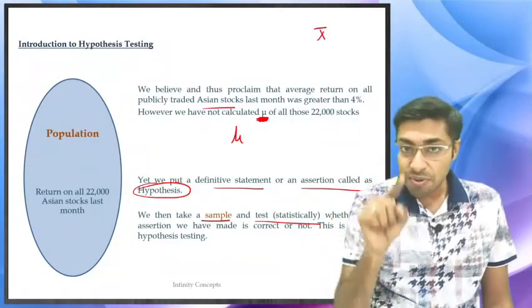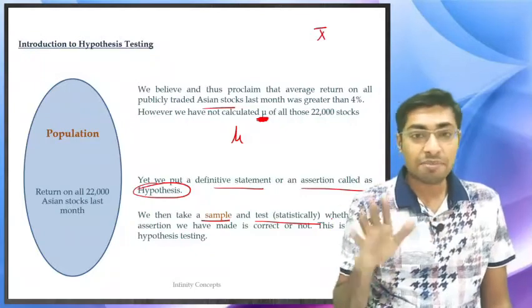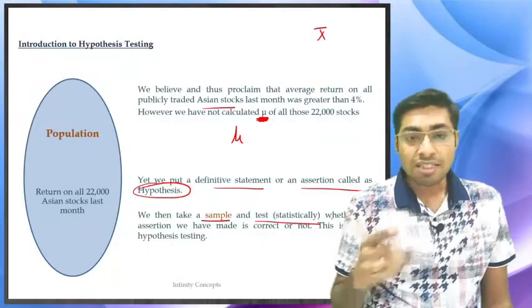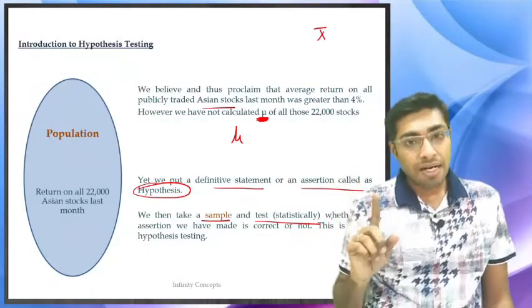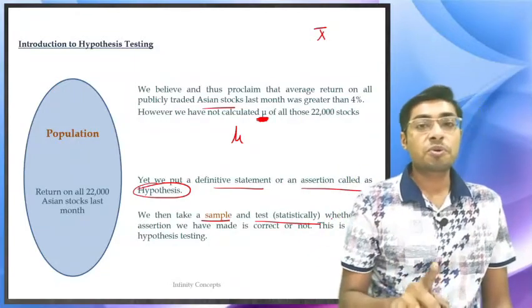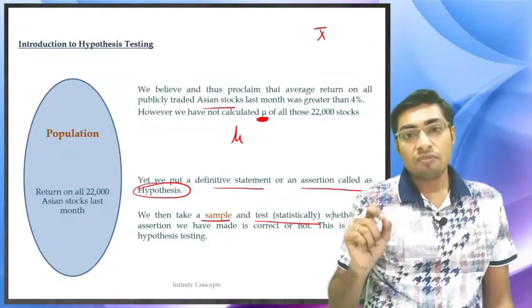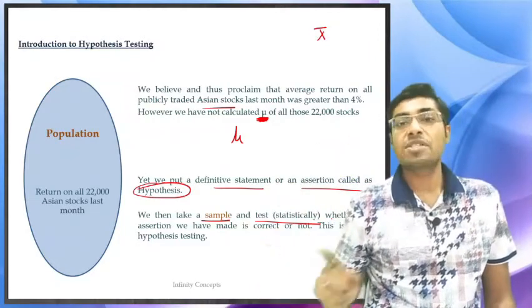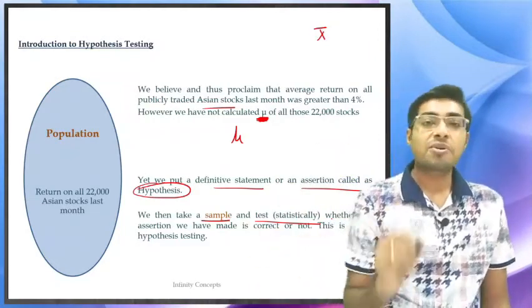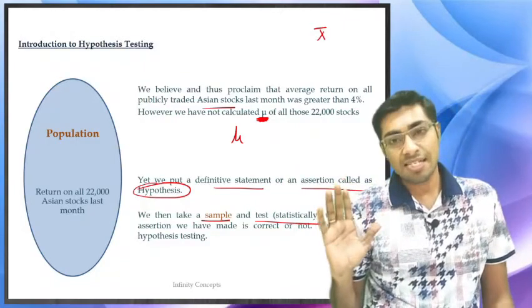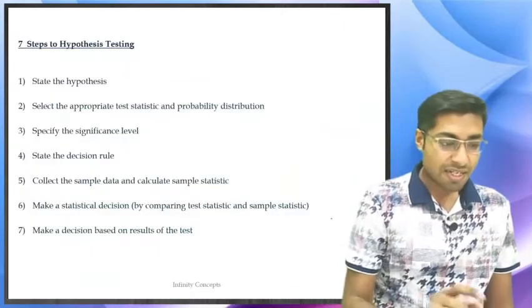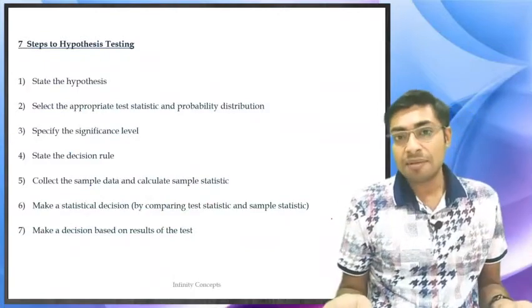However, we have not calculated the population mean. It can be something different. What? That we don't know. But now we are going to statistically prove whether the mean of all those 22,000 stocks right now is greater than 4% or not. That we are going to test through hypothesis testing. So let us move ahead. How to do hypothesis testing?